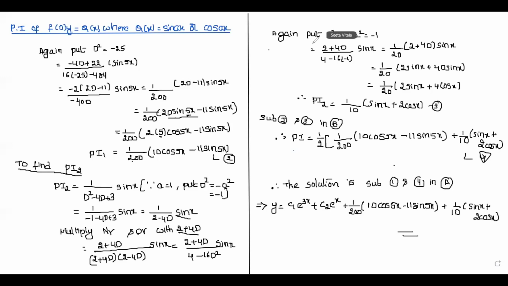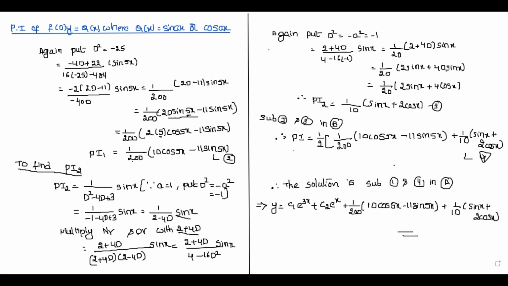Again, if you substitute d square is equal to minus a square, which is equal to minus 1, then 2d plus 4d by 2 plus 4d by 4 minus 16 into minus 1 into sine x. So this will become 20. So the denominator becomes constant here. Now we can multiply our sine x into the numerator, which is equal to 1 by 20 into 2 sine x plus 4d sine x.